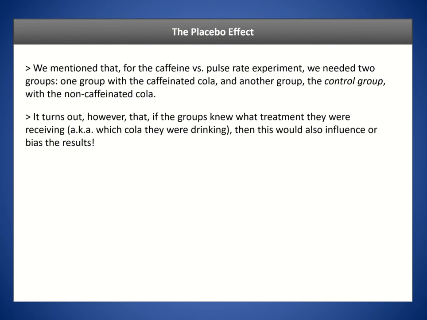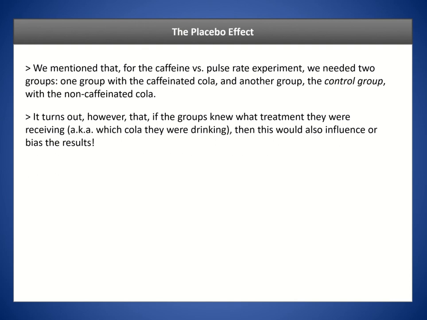So funny thing, it turns out that if you as an individual were in this study and you knew what treatment you were receiving, so let's say you knew that you were receiving the non-caffeinated cola, knowing that information might actually influence the result that you have. So knowing that you have sugar cola, or knowing that you have the caffeinated cola, that might influence your thinking, and therefore it might influence your biology. It's really a weird effect, right? And this is known as the placebo effect, right?